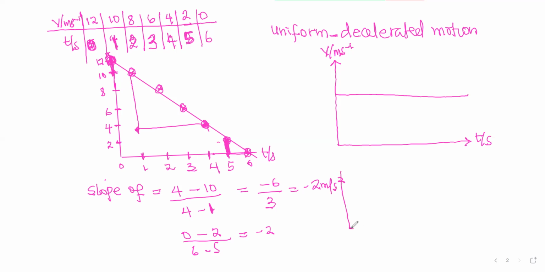Desmond, this is also a displacement time graph. And the graph is also like this. Desmond, what is the difference between these two graphs?